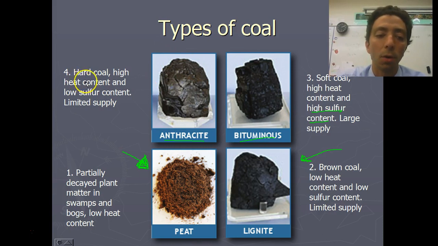Anthracite is known as hard coal, and this one also has a very high heat content. So these are both very effective to be used as fuel. This one has a much lower sulfur content. It's not as common because it has to age even further from bituminous to become anthracite.